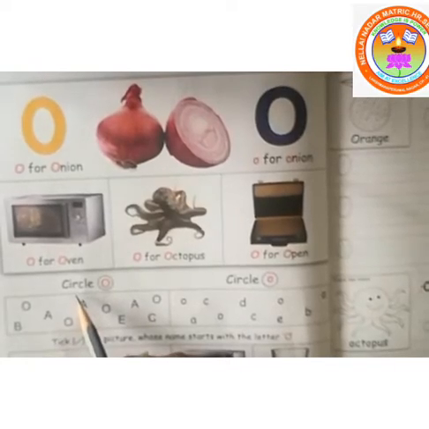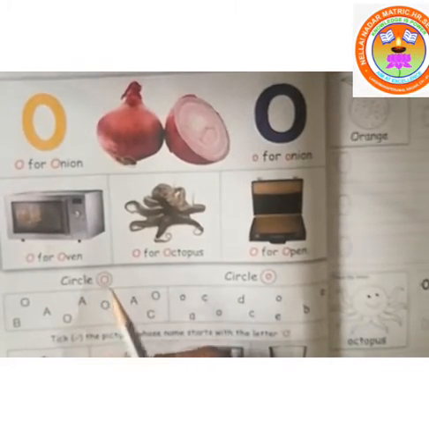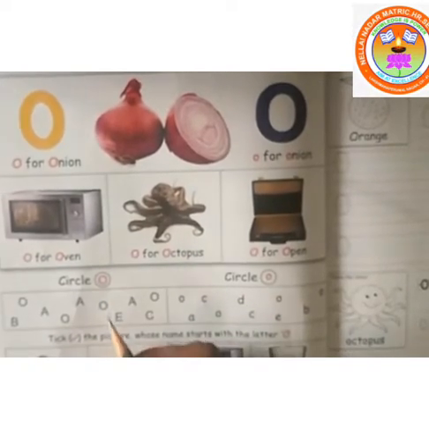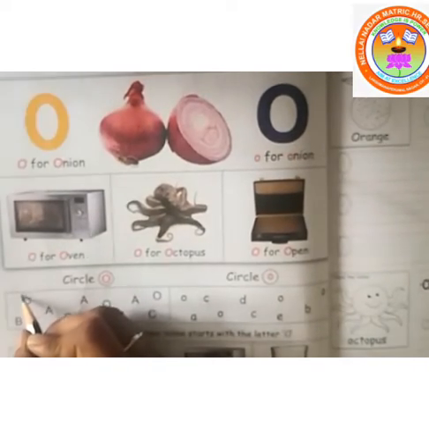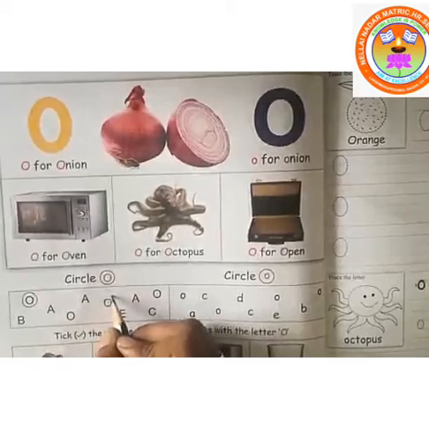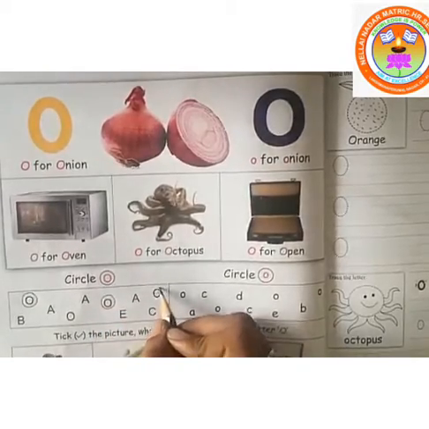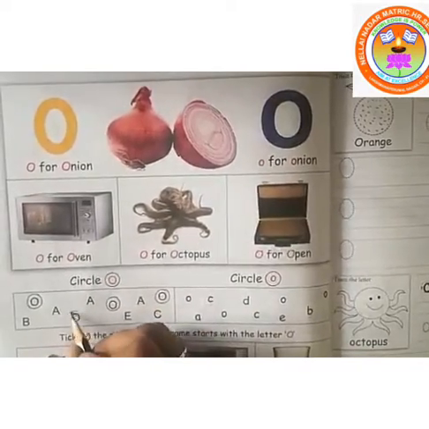Children, now circle capital letter O. So you have to circle only the capital letter O. Other letters don't circle, children, okay? See here, only capital letter O you have to circle.